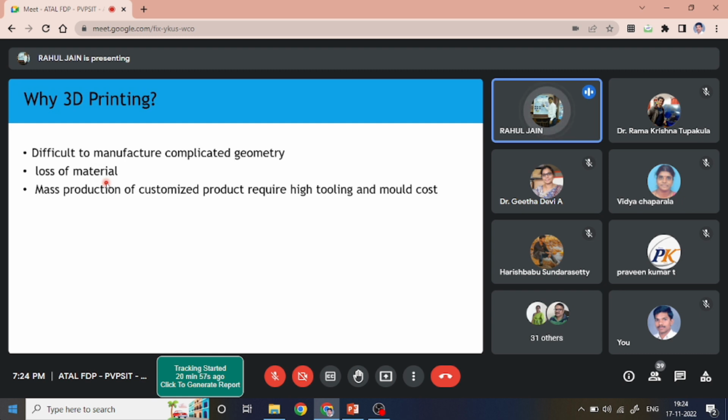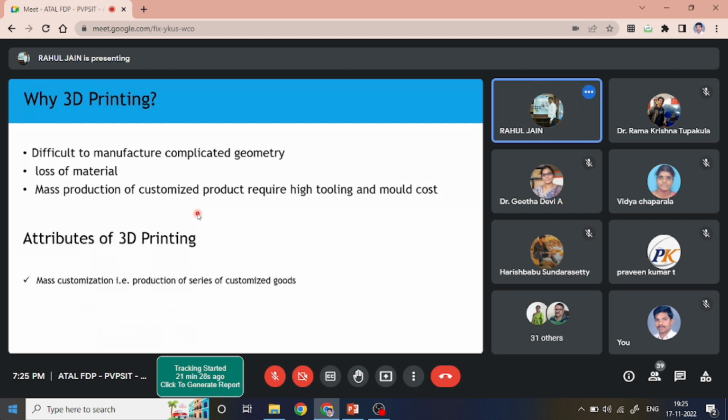In industry, mostly people talk about mass production. In order to reduce the cost per piece, people want to produce the same product, maybe 100, 200, 1000 or 10,000 in number. But when it comes to additive manufacturing, I can manufacture each of the products with different features and different geometry without increasing its cost, right? So by customization, with the help of 3D printing, I will not require high tooling and mold cost, which is actually required in case of conventional manufacturing process, right?